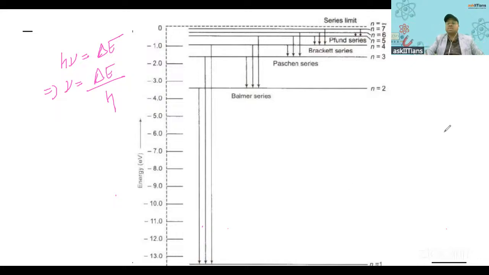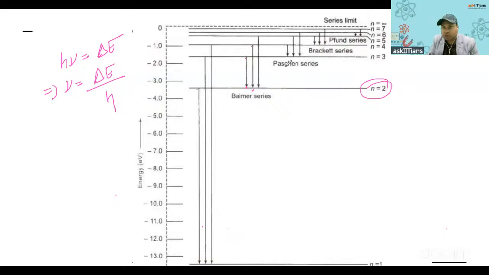Where is the energy difference lowest? The energy difference is lowest between n is equal to 2 and n is equal to 1. So for this transition, the frequency is the lowest, but the wavelength is maximum. Then we have the Balmer series, where n is equal to 2. The electron makes transitions from 3 to 2, 4 to 2, 5 to 2, like this.